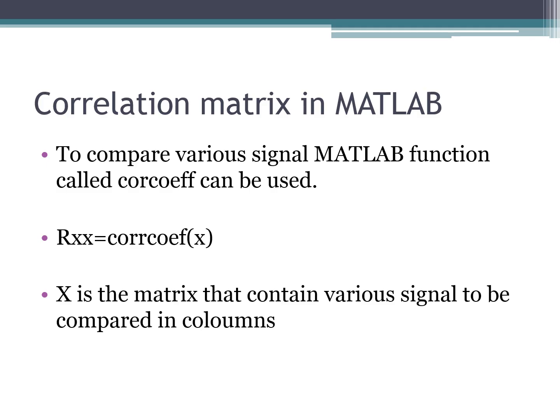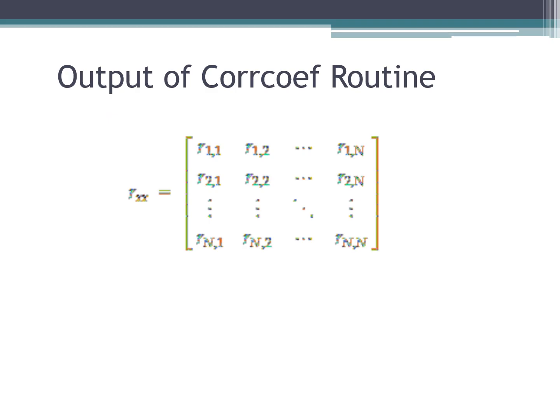So to compare multiple signals at a time, you need to create a matrix. The columns of the matrix must contain the signals which are to be compared. The output argument is RXX. Now the output of corrcoef is a matrix. The dimension of this matrix will be n by n. Here n represents the number of signals to be compared. For example, if you compare 3 signals, then the dimension of the output matrix will be 3 by 3.